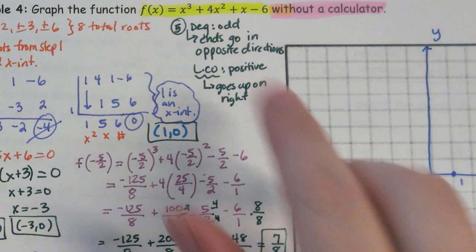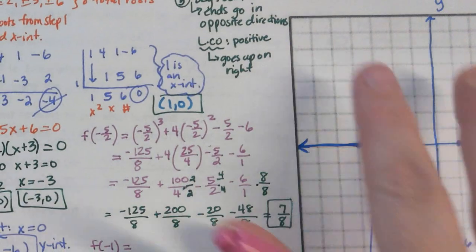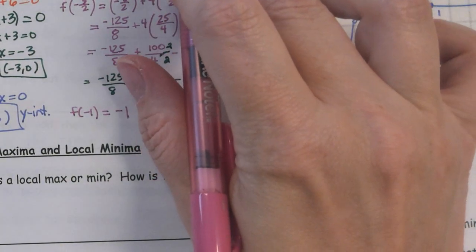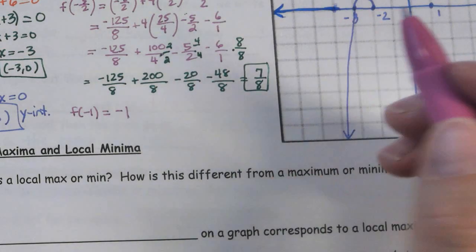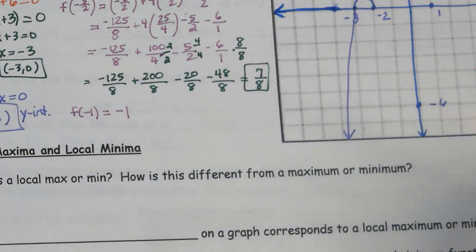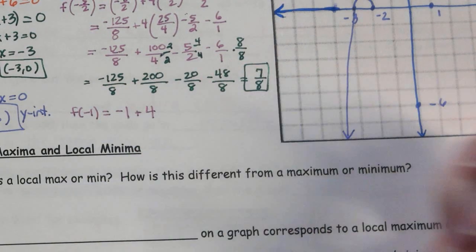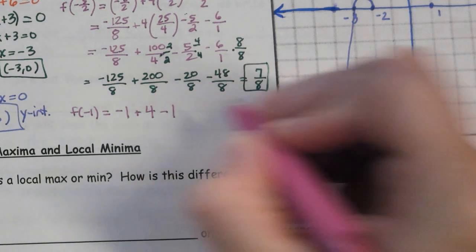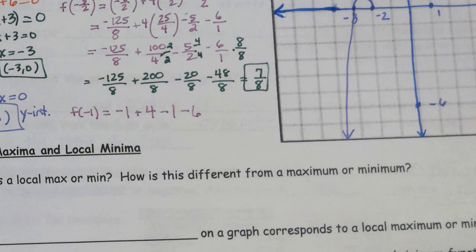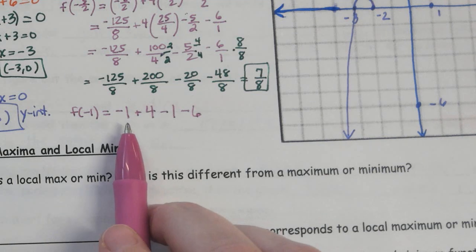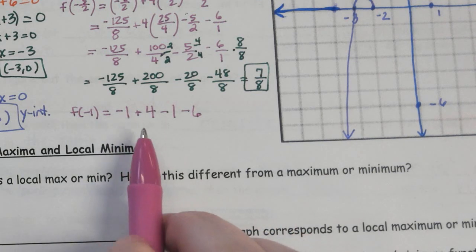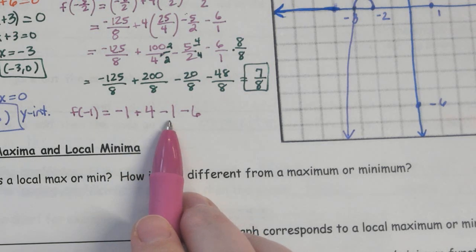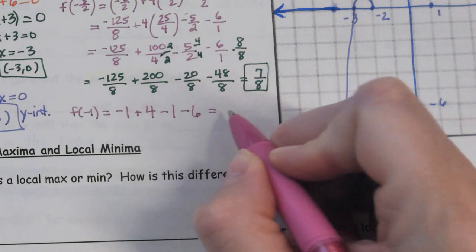What's negative 1 to the third? Negative 1. And then it's plus 4 times negative 1 squared. So negative 1 squared is 1. 1 times 4 is 4. And then it's plus x, so that would be plus negative 1 minus 6. Like I said, a lot of that's just your mental math. So negative 1 plus 4 is 3. 3 minus 1 is 2. 2 minus 6 is negative 4.